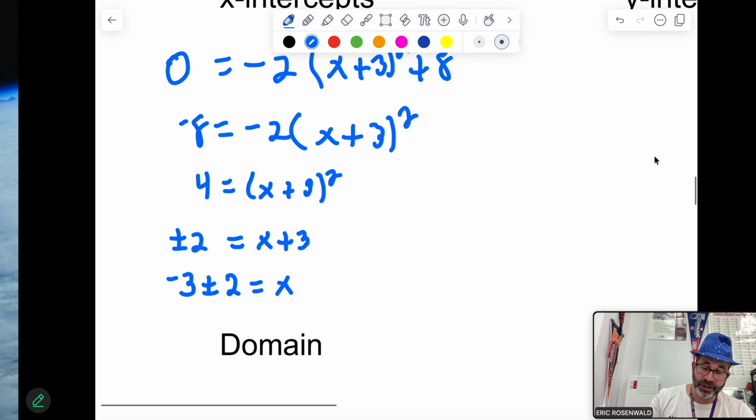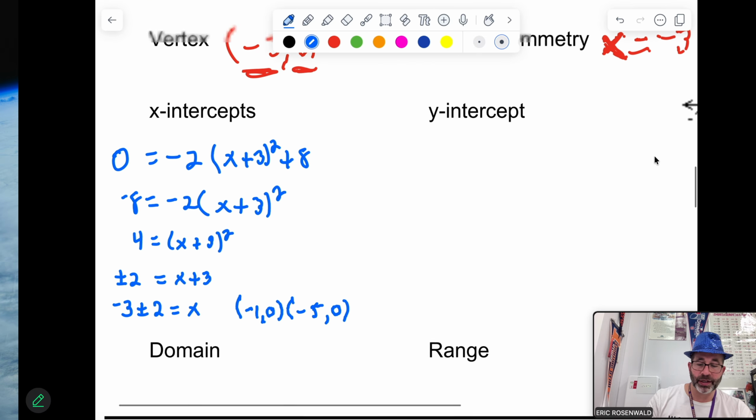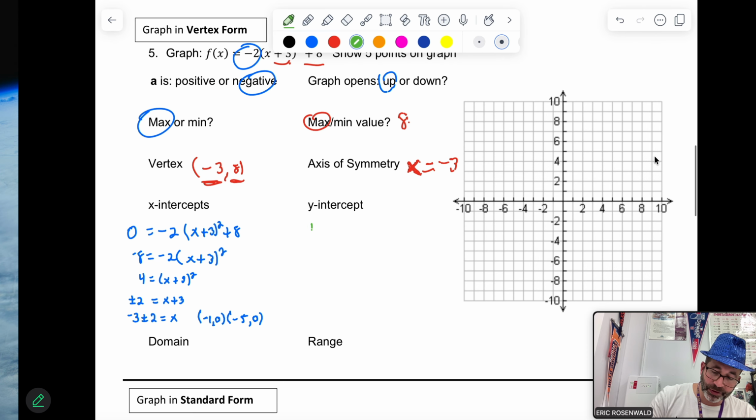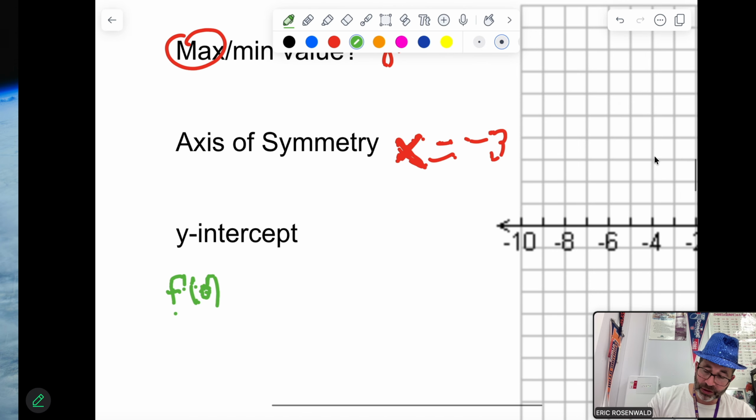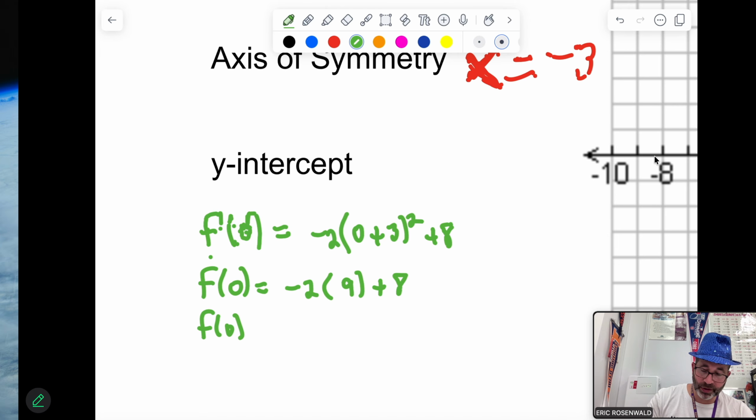So that means if I was to solve for each one of those, -3 plus 2 is -1. And -3 minus 2 is -5, 0. So those are my x-intercepts. My y-intercept, we're going to go ahead and set x equal to 0. So that means we're going to have f of 0 is equal to -2 times (0 plus 3) squared plus 8. So that means f of 0 is equal to -2 times 9 plus 8. That's going to be f of 0 is going to equal -10.